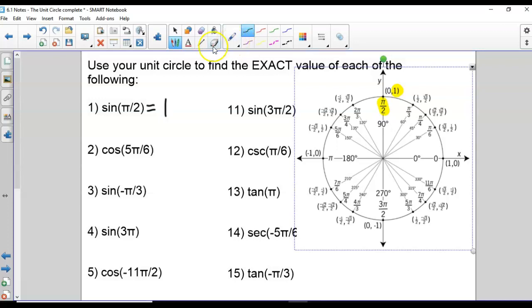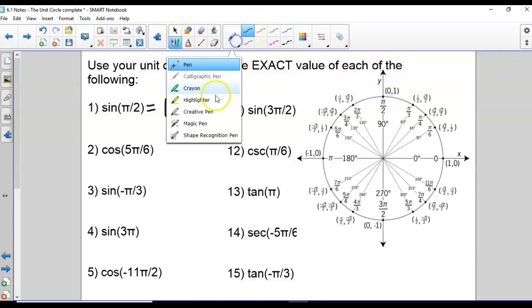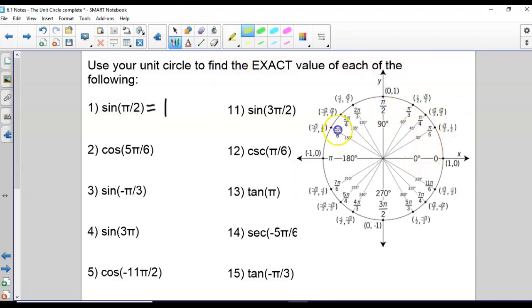If we are looking at cosine of 5 pi over 6, we're just going to look. 5 pi over 6 is right here. Cosine is the x coordinate. So we get negative square root of 3 over 2.